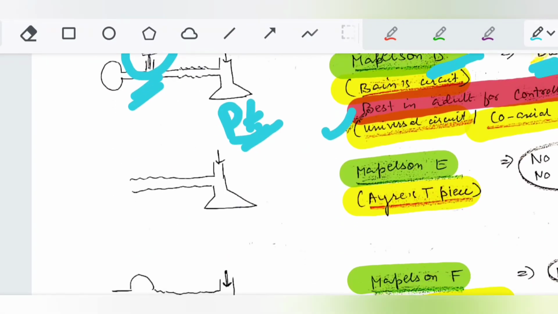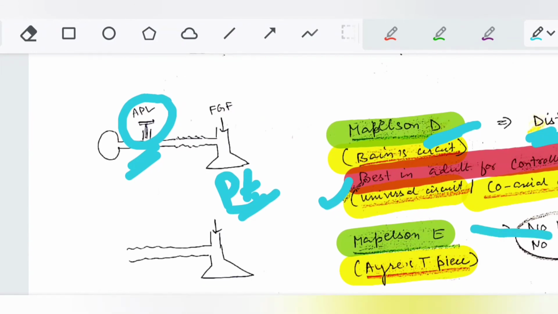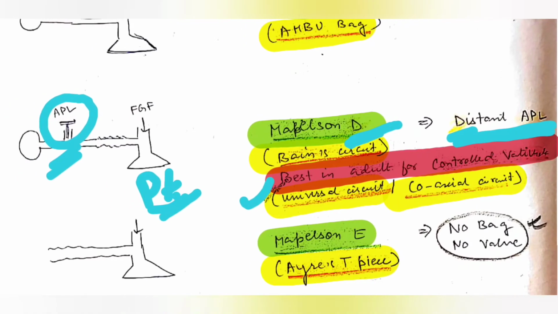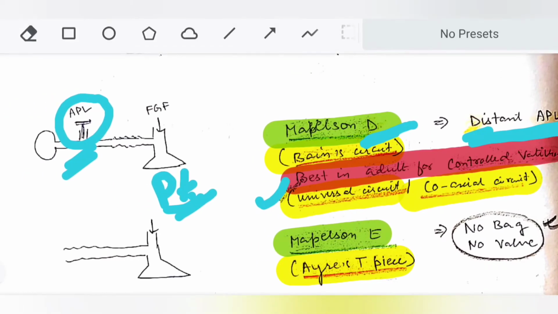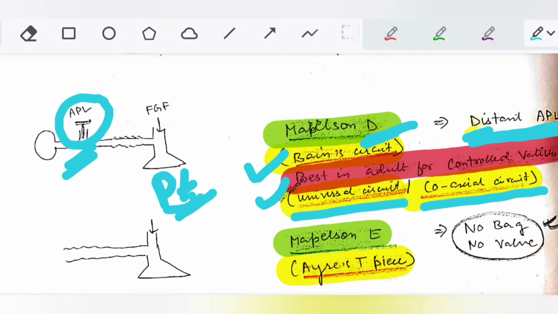And for controlled ventilation it is Mapleson D. It is also known as the Bain circuit, or the universal circuit, or the coaxial circuit.